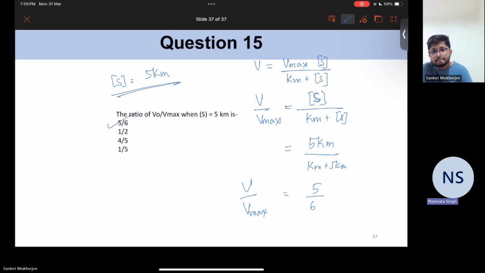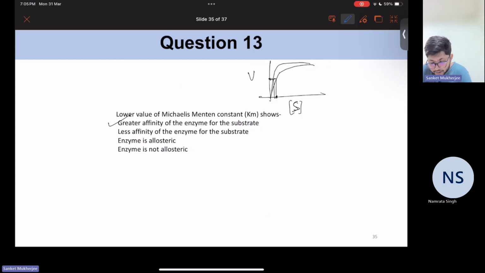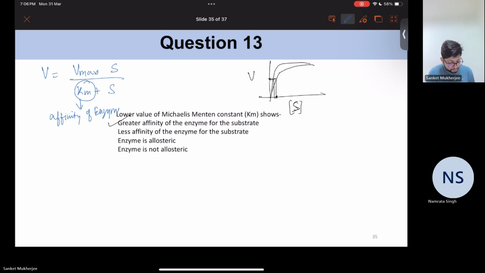Sir, question number 13. Yes. The Km value in the Michaelis-Menten equation, V is equal to Vmax times S by Km plus S, tells us the affinity of the enzyme towards the substrate. If this value is lower, then the enzyme affinity will be higher because the reaction rate will increase, since Km is in the denominator. Is it clear?